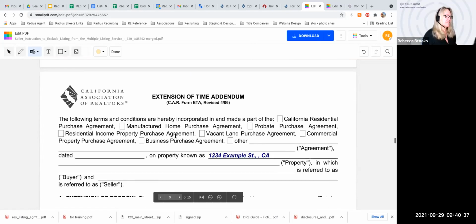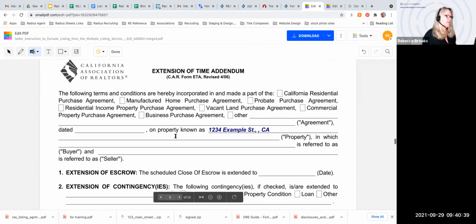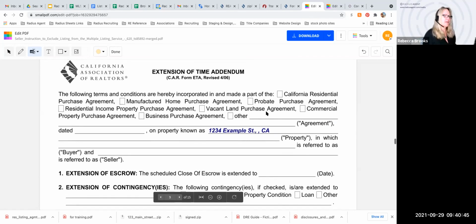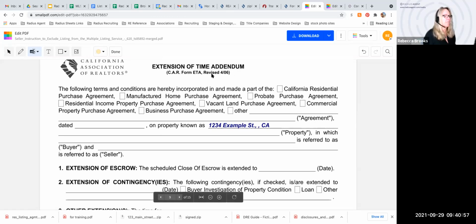Next form, you guys, this is the extension of time. I think this one's pretty simple and straightforward. This is a term that can be incorporated into any bunch of different forms: the RPA, the manufactured home purchase agreement, the probate purchase agreement, or the residential income. So basically, this is an extension of time.